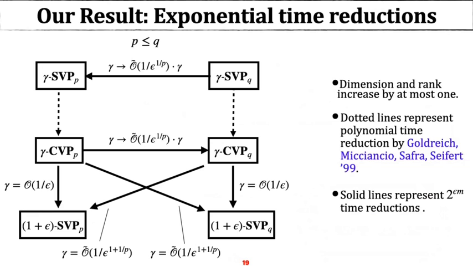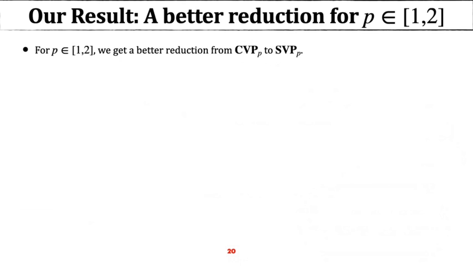So this is the first set of results, and when p is between 1 and 2, we get a slightly better result. For reduction from CVPp to SVPp, we get 2 to the epsilon m time reductions, but the loss in the approximation factor is only 1 over epsilon to the power 1 by p.